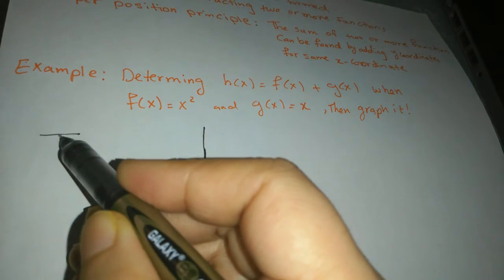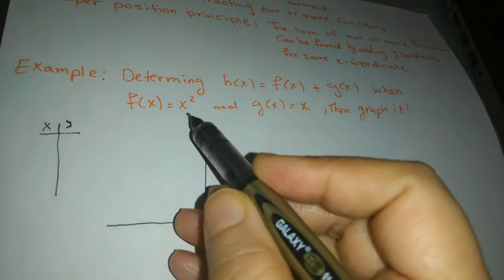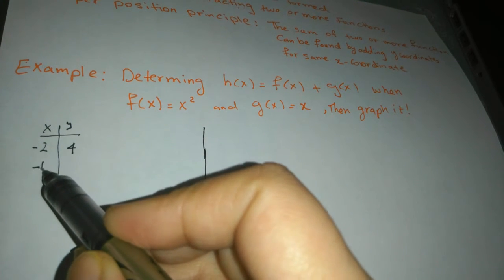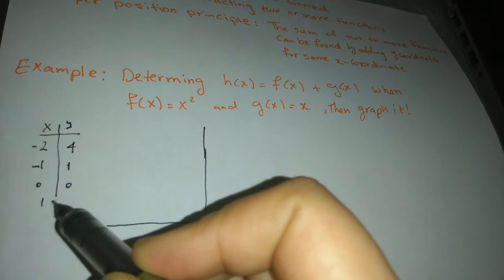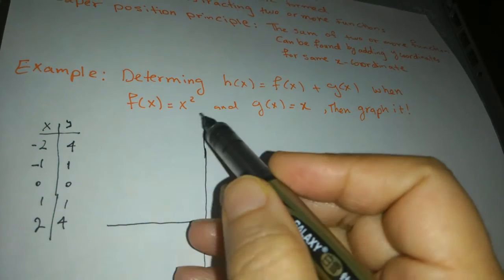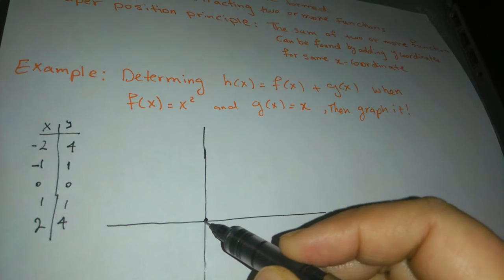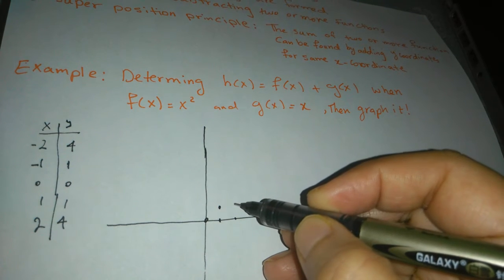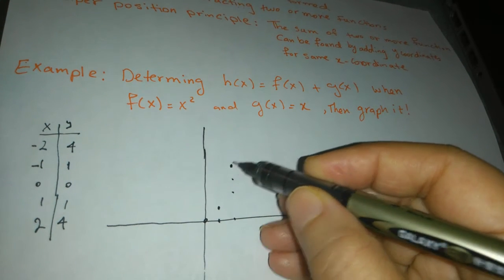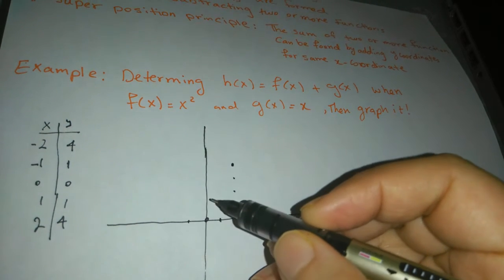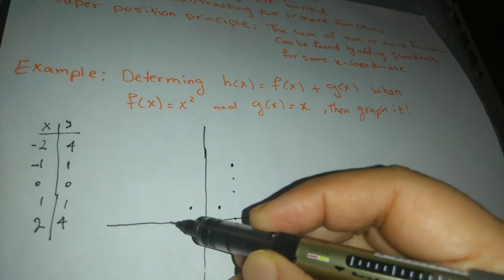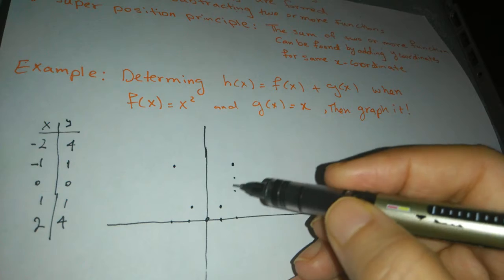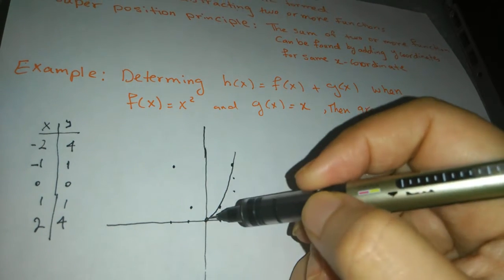I'm just going to put some points here, x and y. If I put -2, the y is going to be 4. -1 is 1. 0, 0, 1, 1, 2, 4. So this is for x to the power 2. And here -1 is going to be 1, -2 is going to be what? 4. I'm just going to connect these points.